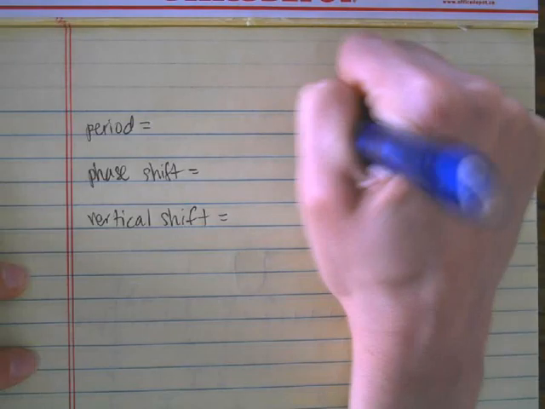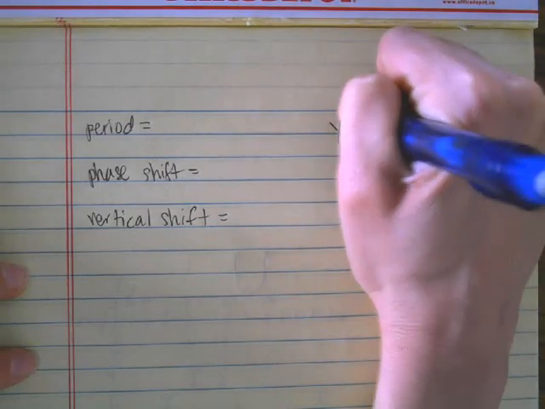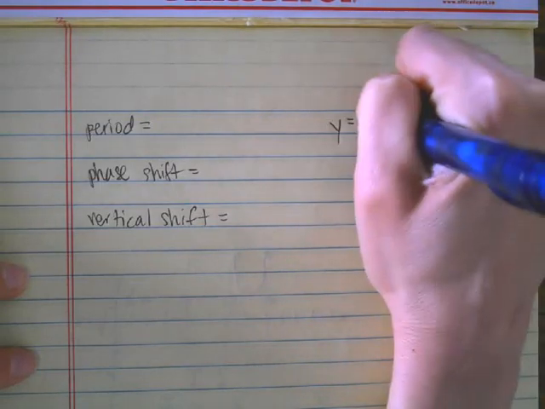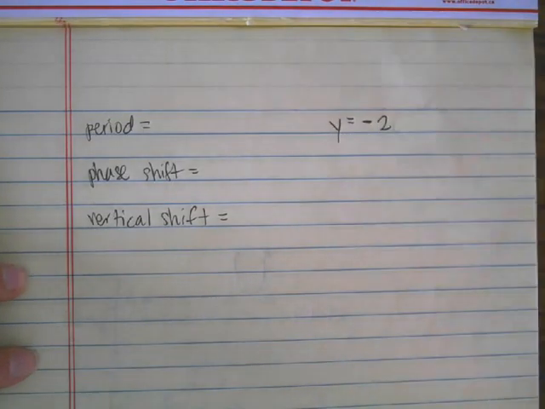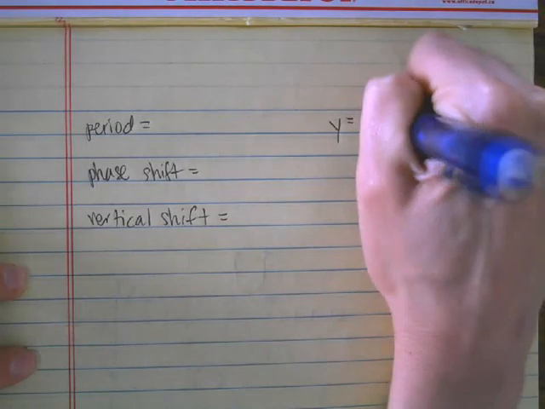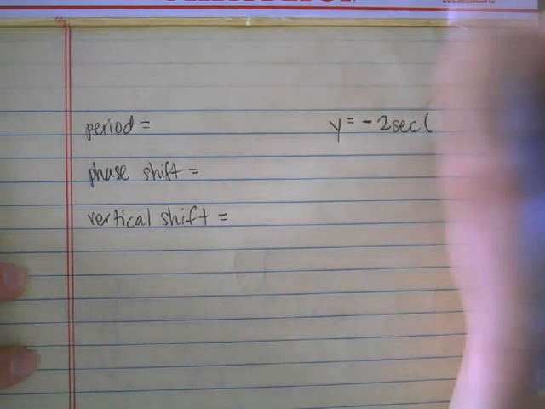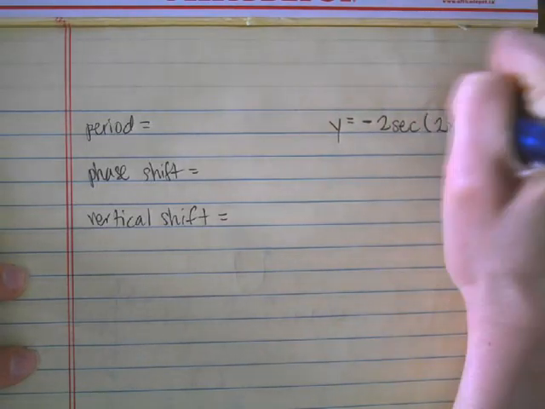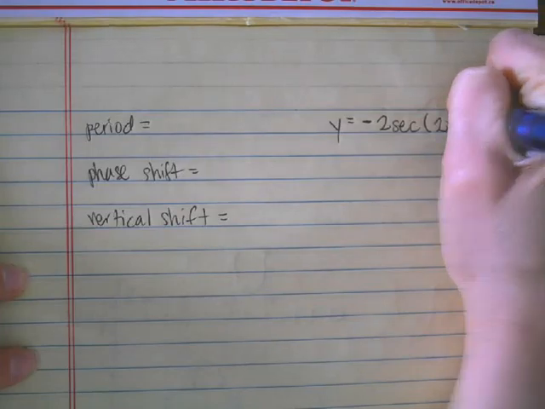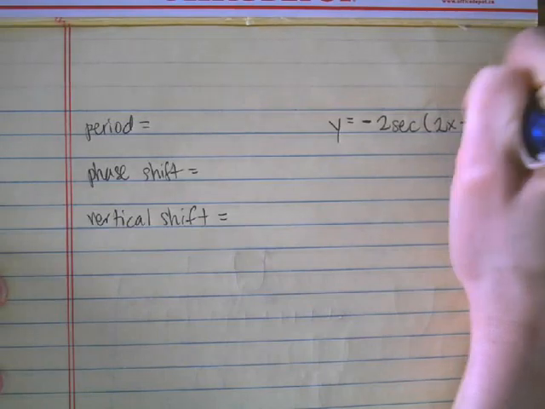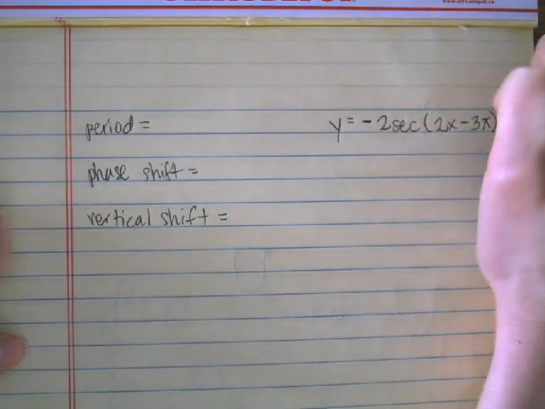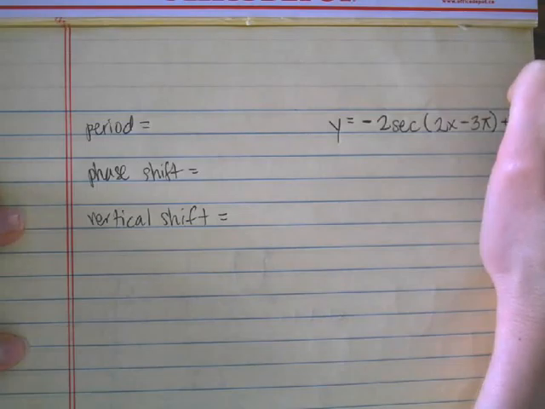And we'll say y equals -2 secant of 2x minus 3 pi plus 4.